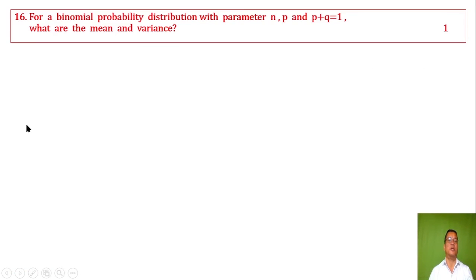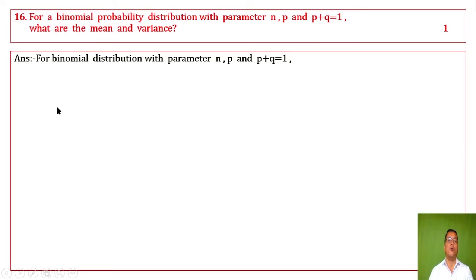Question number 16. For a binomial probability distribution with parameters n, p and p plus q equal to 1, what are the mean and variance? For binomial distribution with parameters n, p and p plus q equal to 1, mean is np and variance is npq.